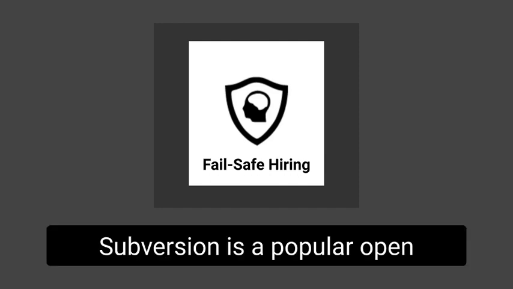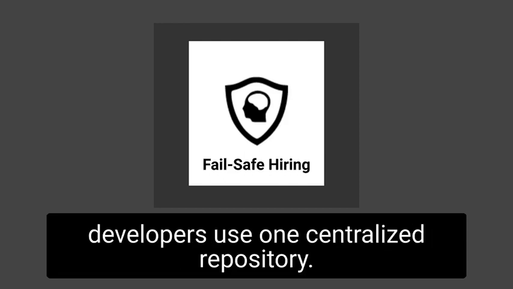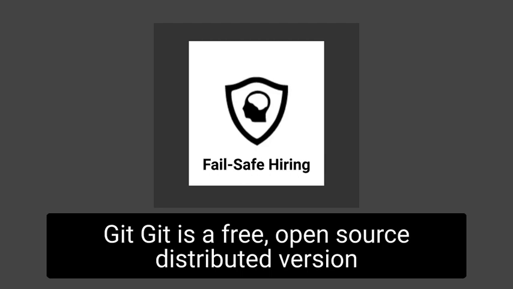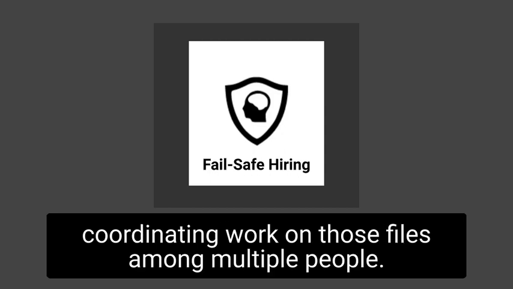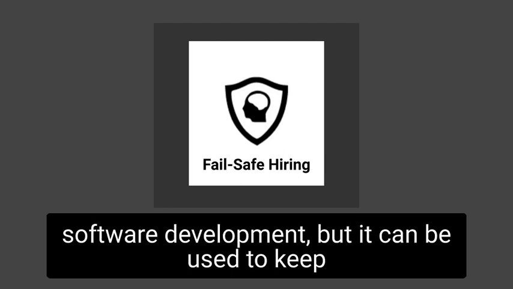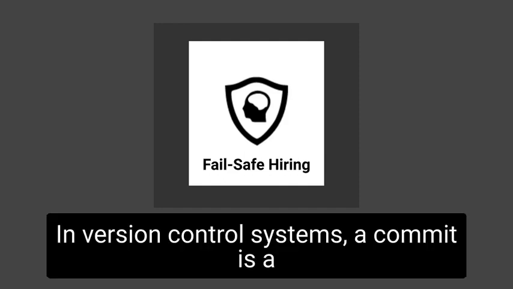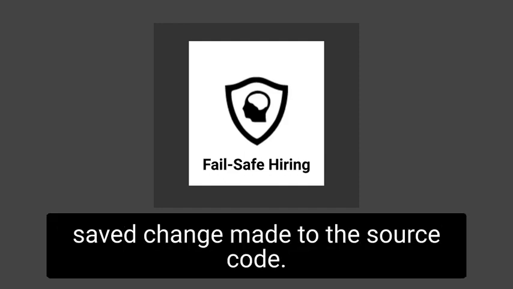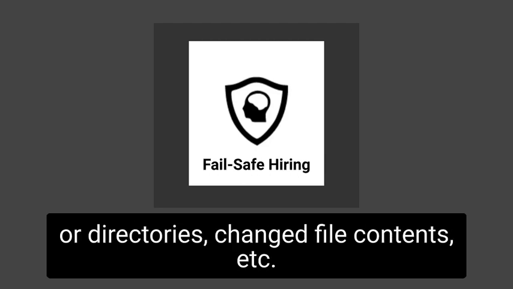Subversion. Subversion is a popular open-source version control system. In contrast to Git, all developers use one centralized repository. Git. Git is a free open-source distributed version control system for tracking changes in computer files and coordinating work on those files among multiple people. It is primarily used for source code management in software development, but it can be used to keep track of changes in any set of files. Commit. In version control systems, a commit is a saved change made to the source code. Commits are usually added, deleted files or directories, changed file contents, etc.